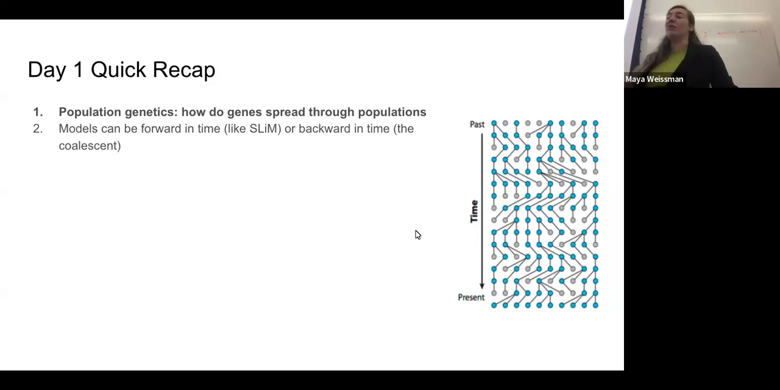As a recap, population genetics is the study of how genes spread through populations over time. Models can be forward in time like SLiM, where we simulate generations in a row, or backwards in time, where we take some level of genetic variation and go back in time until all individuals share a common ancestor.